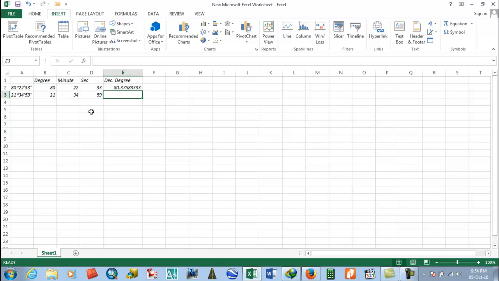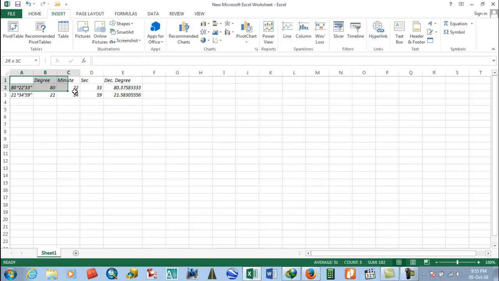This is the same procedure here. This column is equal to this column, means degree, plus this column, divided by 60, plus this column, second, divided by 3600, and press enter. Okay, these two are decimal degree coordinates.